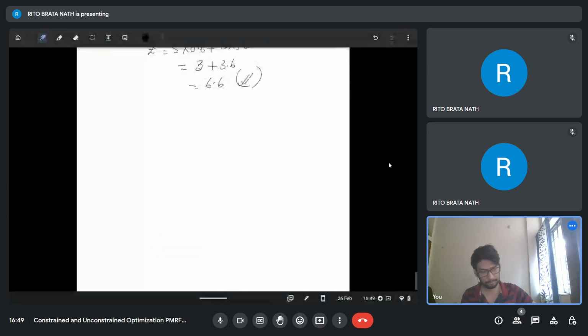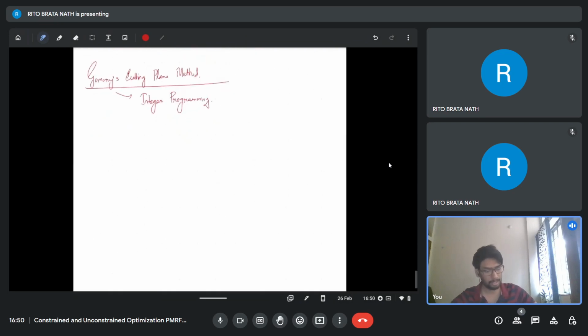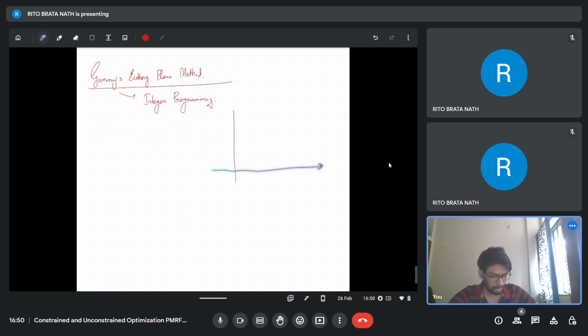Gomory's cutting plane method. So this is for integer programming. In case of linear programming, as we have seen by the graphical method, probably this is one of your constraints, this is another constraint, and probably you have the x-axis as your constraint. So this entire thing is the feasible region for LP.